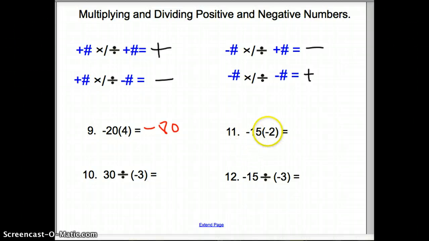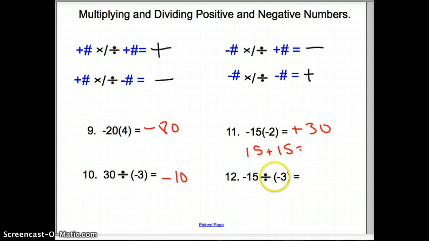We have a negative times a negative, so that makes it a positive. And then 15 times 2, if I add up 15 with each other, it's going to be a positive 30, because 15 plus 15 is 30. Next, I have a positive divided by a negative, so positive divided by a negative turns into a negative. 30 divided by 3 is 10.